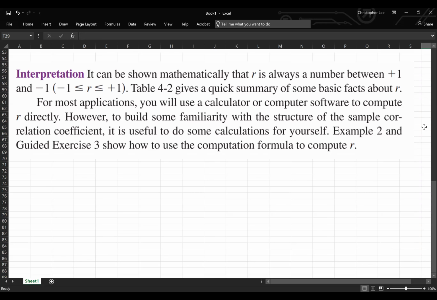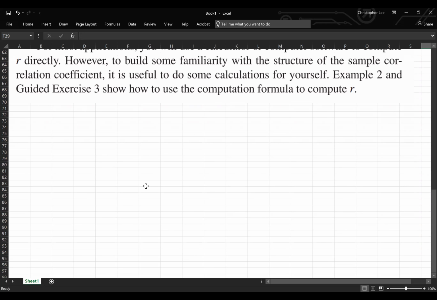All right, real quick. Interpretation. It can be shown mathematically that R is always a number between +1 and -1, right? So -1 is less than or equal to R, which is less than or equal to +1. Table 4.2 gives a quick summary of some basic facts about R. For most applications, you will use a calculator or computer software to compute R directly. However, to build some familiarity with the structure of the sample correlation coefficient, it is useful to do some calculations for yourself. So Example 2 is going to show you how to compute the formula.